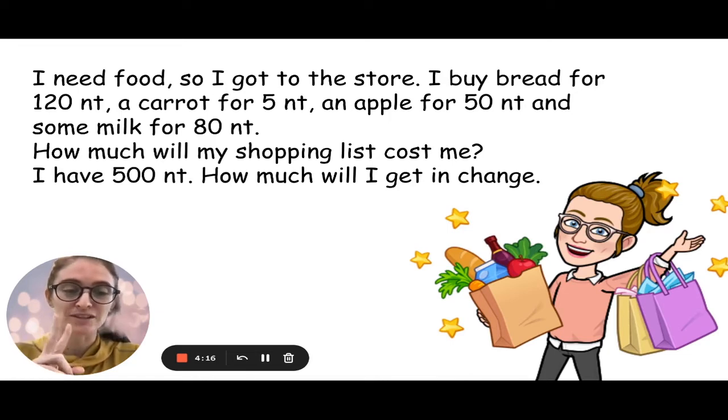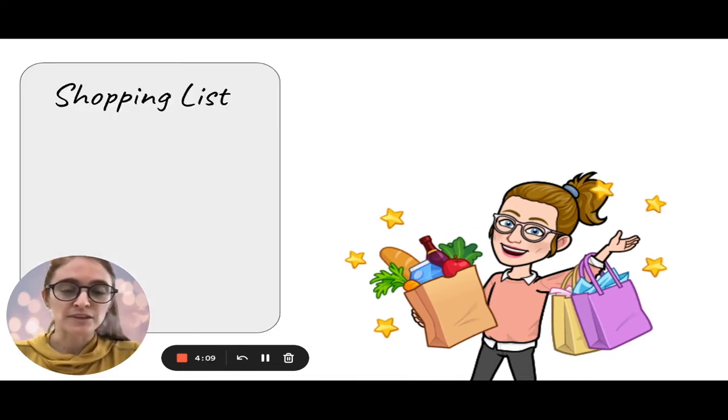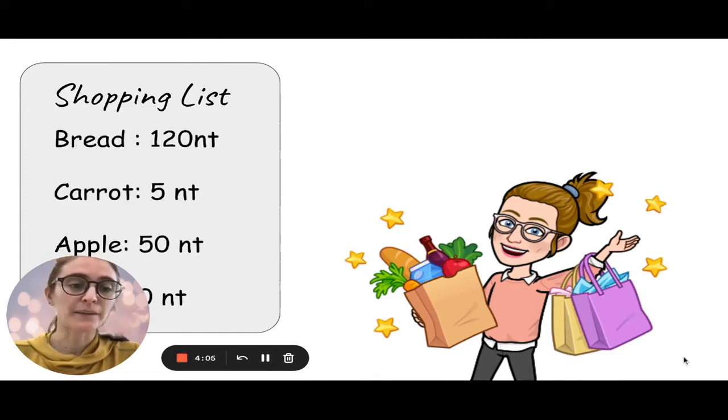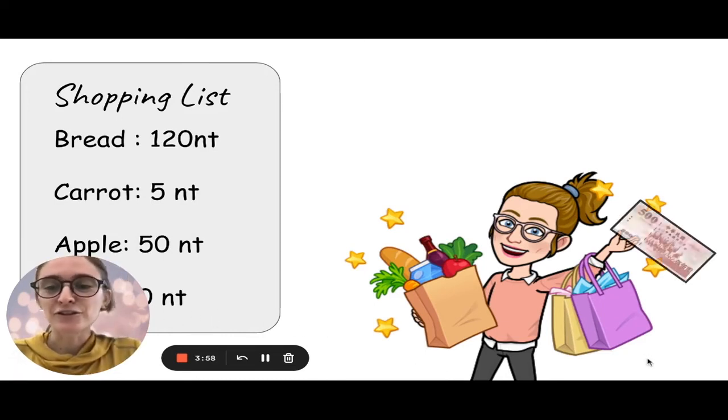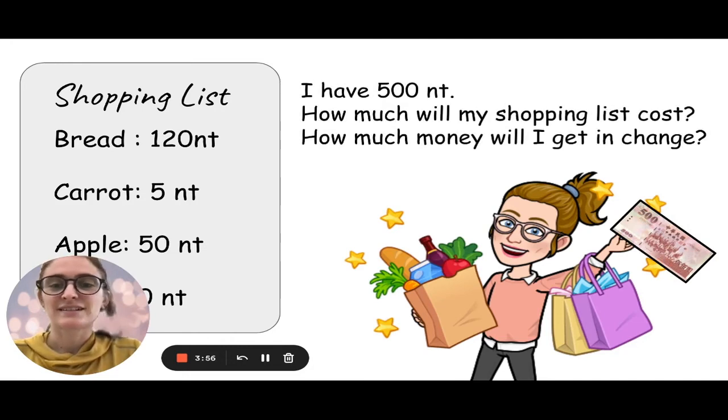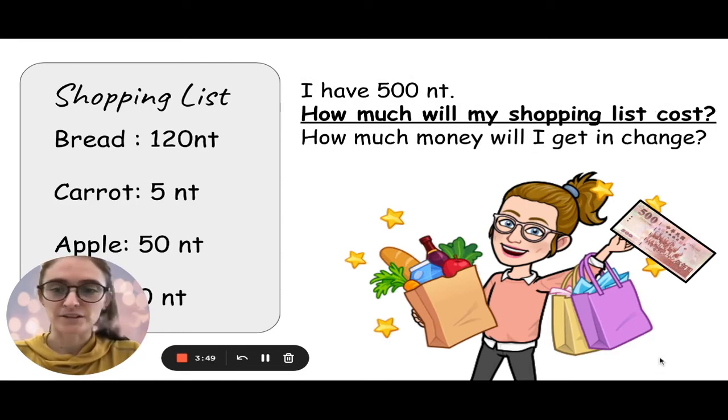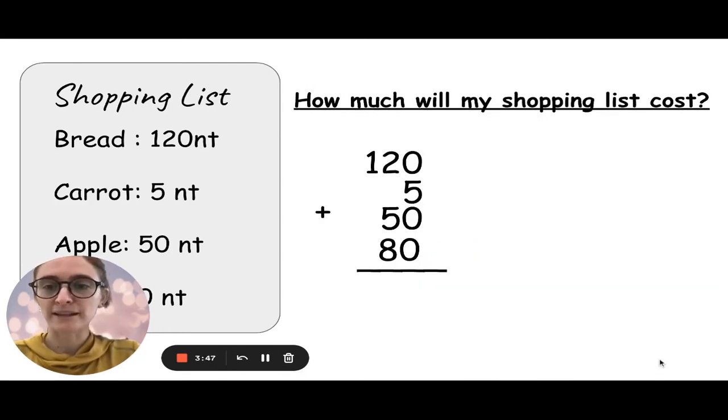So we have two questions to answer. So once we read carefully the math problem, we look at the information that we have. So I have a shopping list. I buy bread, a carrot, an apple, and milk. And the first question is, how much will my shopping list cost? Let's solve this one first. So we're going to take our shopping list and we're going to add it up.